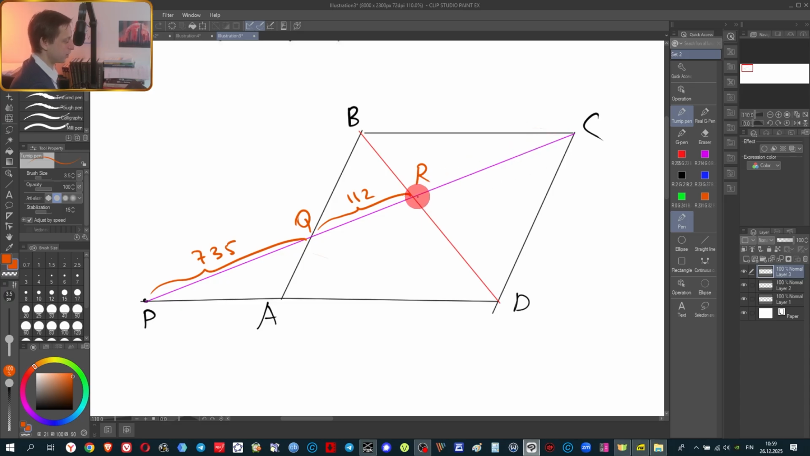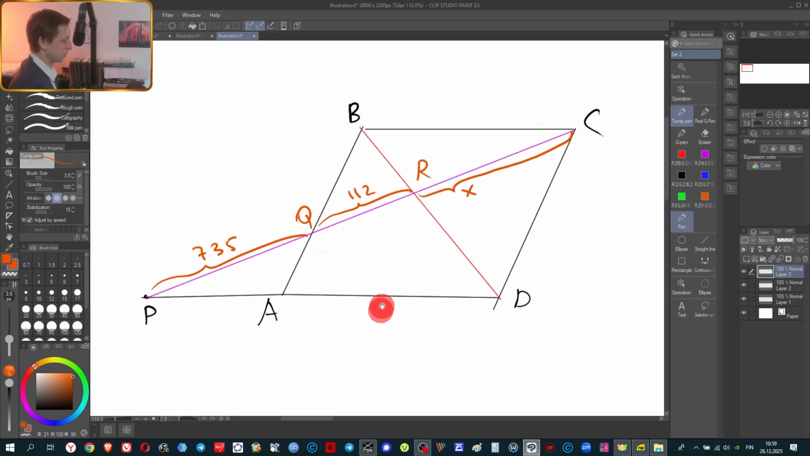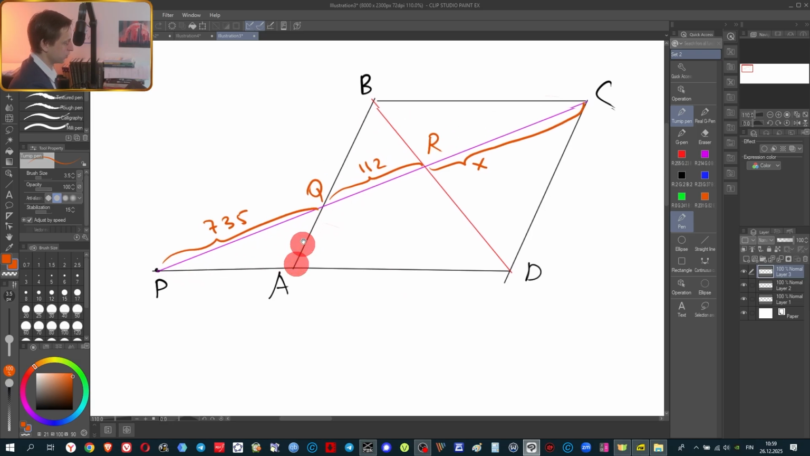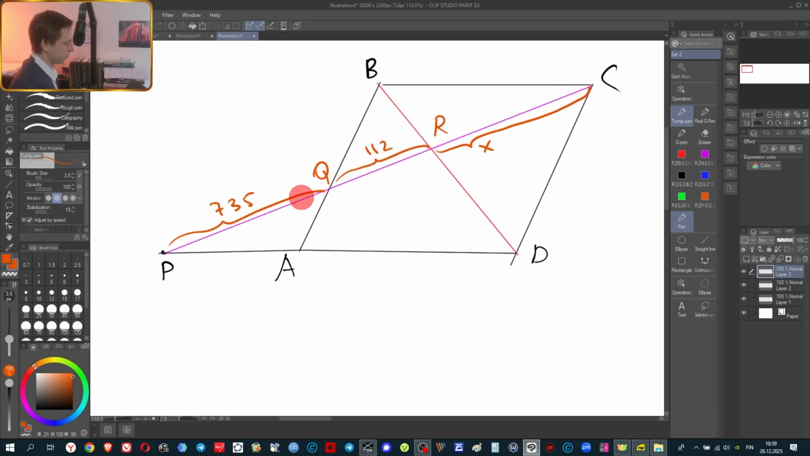We need to find RC, and it makes a lot of sense to get the variable x here because we need to find RC. Well, I will look at my similar triangles, and of course I will use the triangles where these segments are located. It's very important. For example, I see that this triangle is similar to this one. This side is 735. This is 112 plus x.